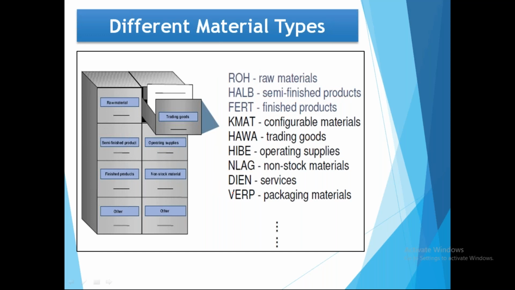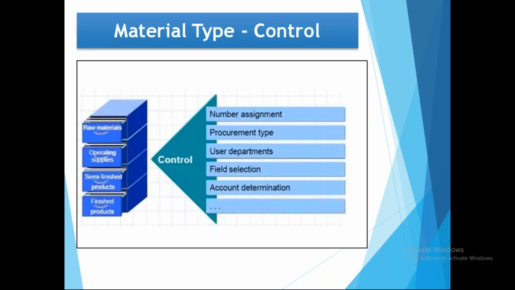Okay, so now let's move on. What will the material type control? Material type will control number assignment, material code assignment. I will show you this in the system, whether it is external numbering or internal numbering. I'll explain in a minute. Next is the material procurement type. Based on the material type, you can tell whether it is an internally produced product or an externally procured material, whether you are purchasing it or producing it. And which user departments have to maintain the data. That's what I told you.